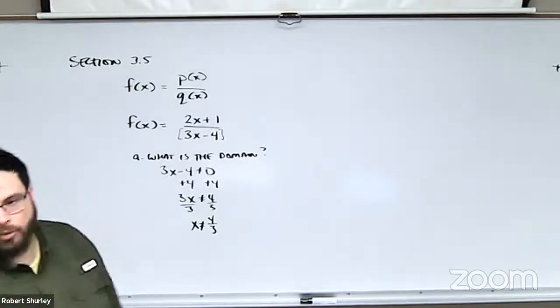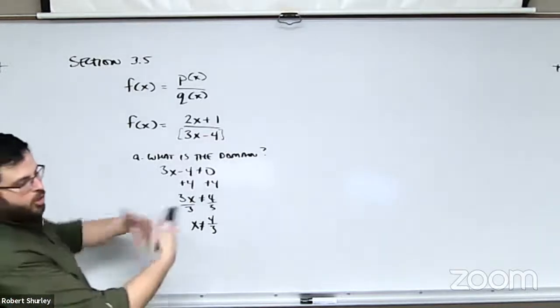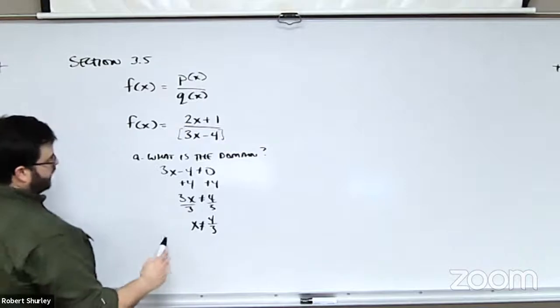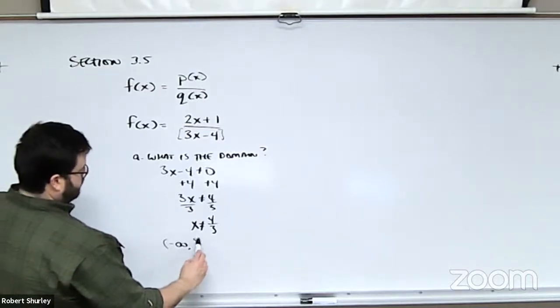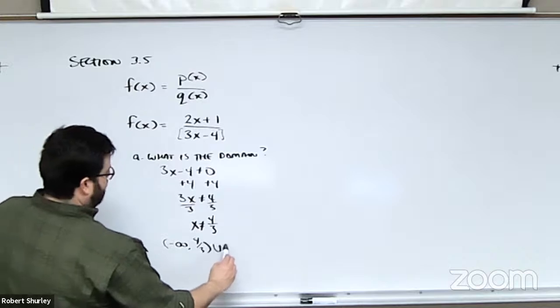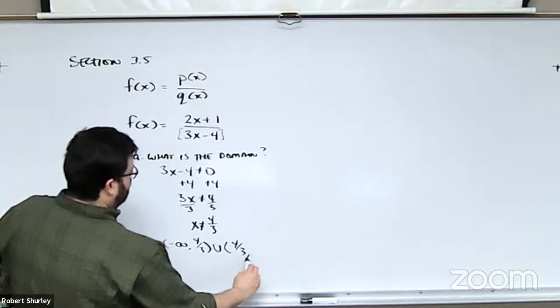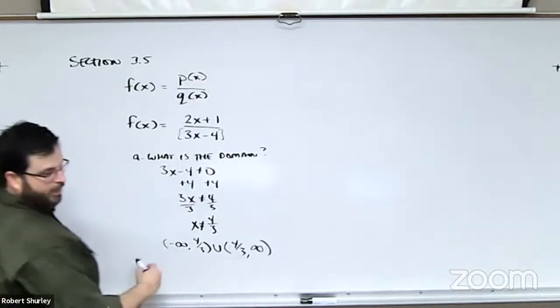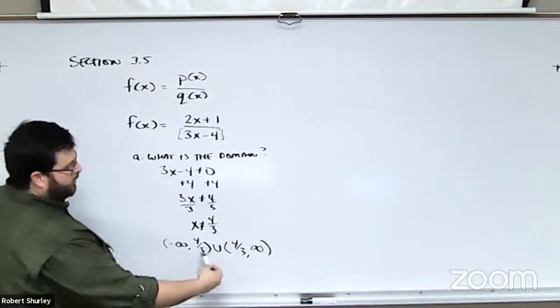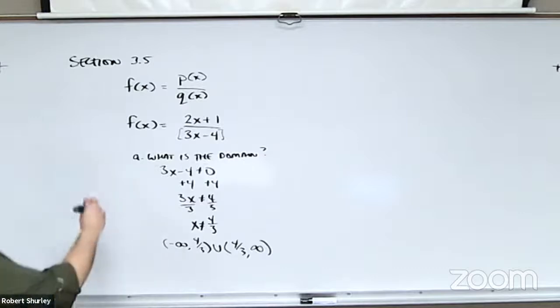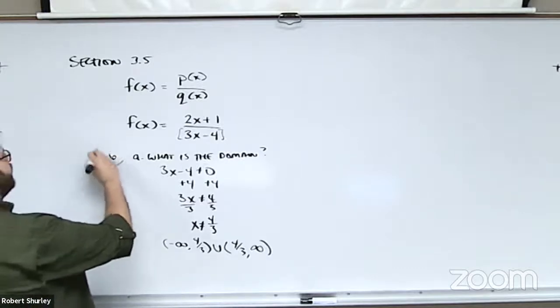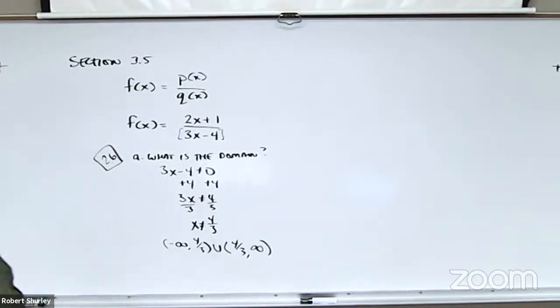It cannot be 4/3. And for the domain, we stated it in interval notation. We said x can be anything as long as it wasn't 4/3, right? Negative infinity to 4/3, and then there was a union, and then 4/3 to infinity. This was back in the very first part of section 2.6.